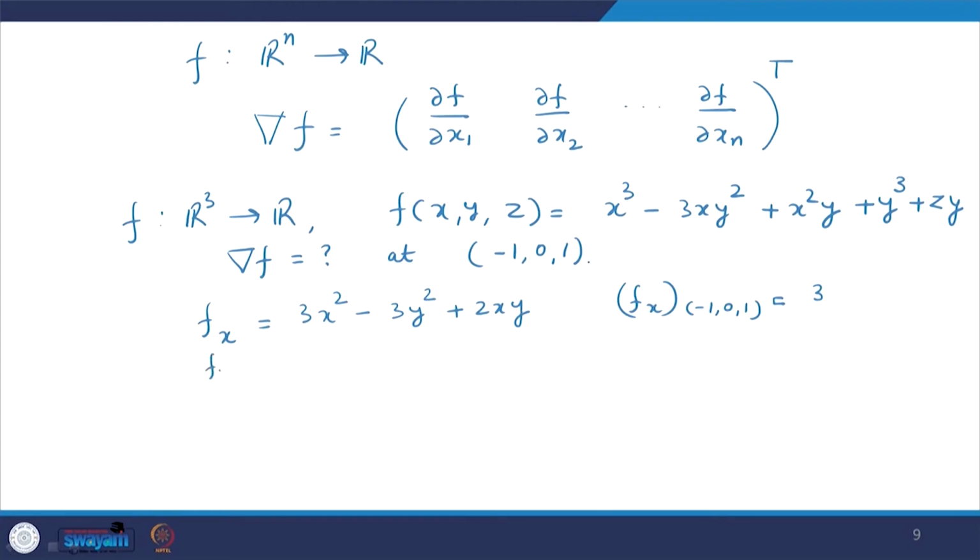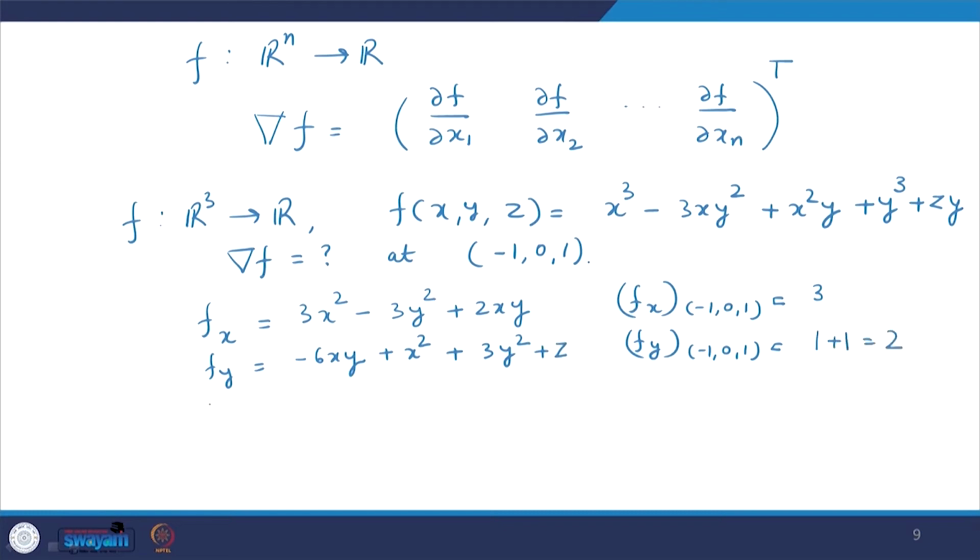Now, you compute f y. F y will be minus 6xy plus x square plus 3y square plus z. And f y at this point minus 1, 0, 1: y is 0, only x square is left, so it will be 1, plus z, and z is 1. So, it is 1 plus 1, that is 2.